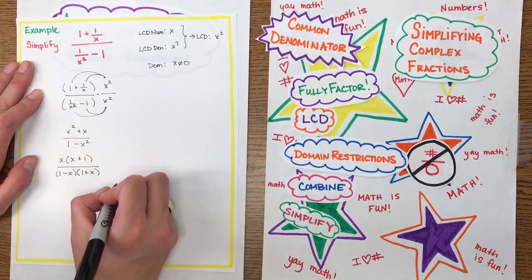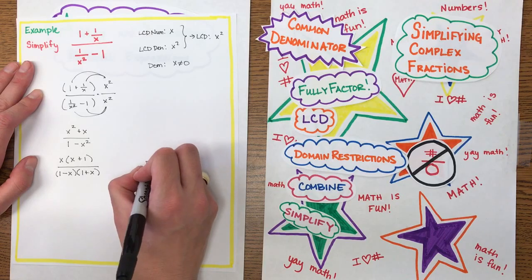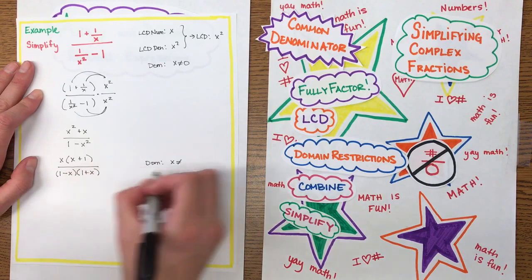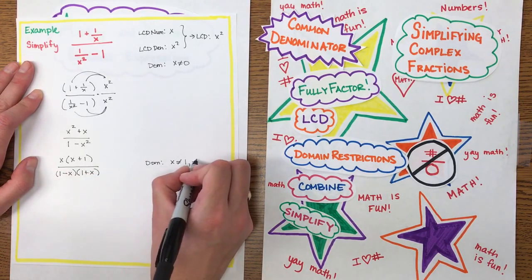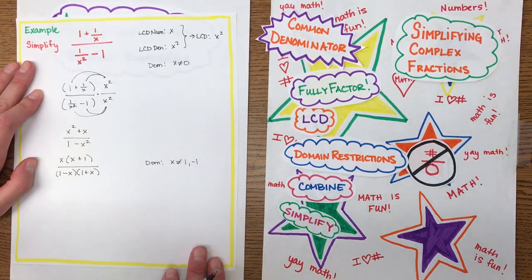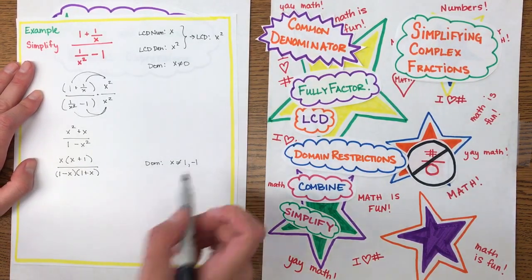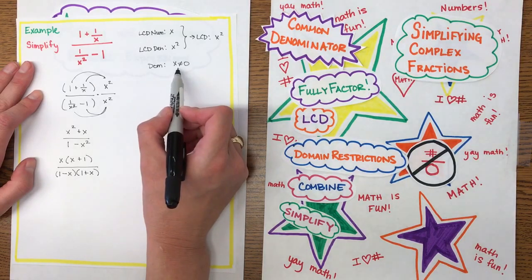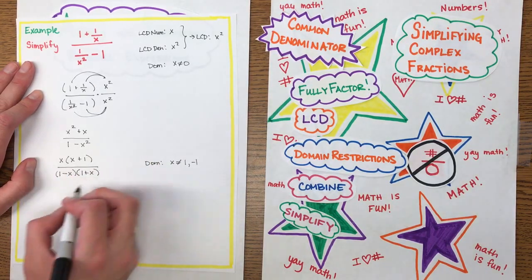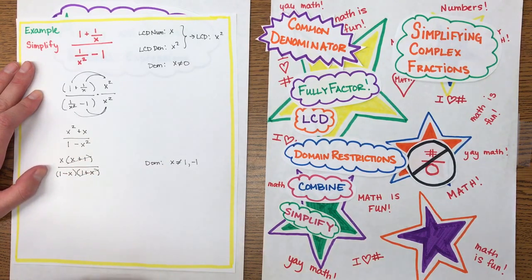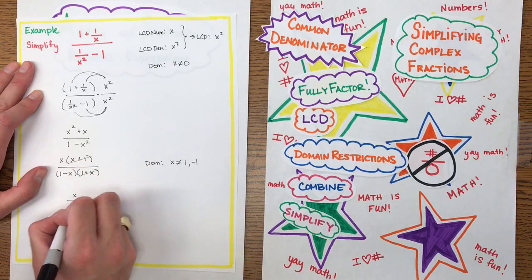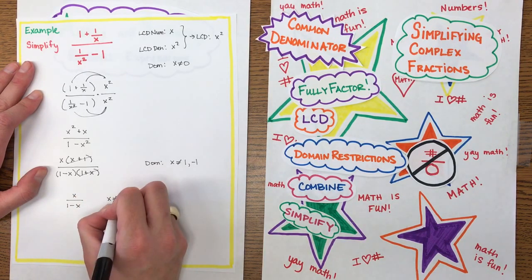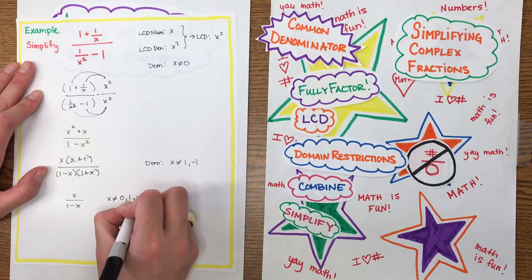So now I have another denominator, and that denominator is going to give me more domain restrictions. If x is equal to 1 or negative 1, I end up with a denominator of 0. So the values of 1 and negative 1 are both restricted from my domain, as well as 0. Okay, so then I can cancel out things that are in common, and this simplifies down to be x over 1 minus x, with the domain restrictions that x cannot be equal to 0, 1, or negative 1.